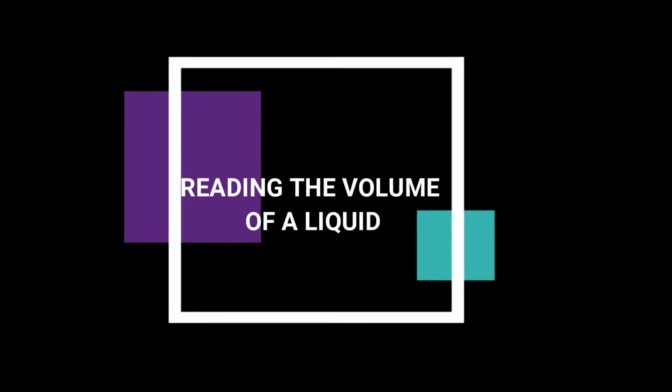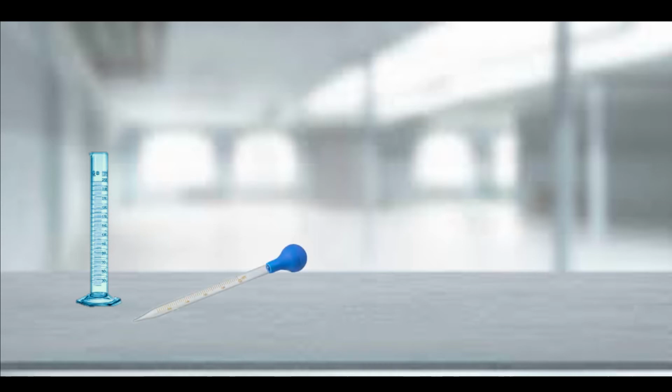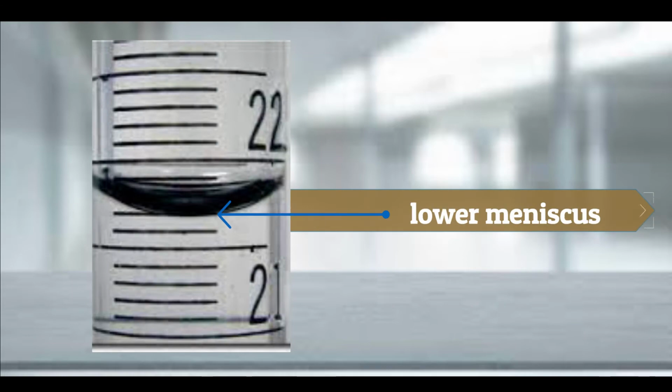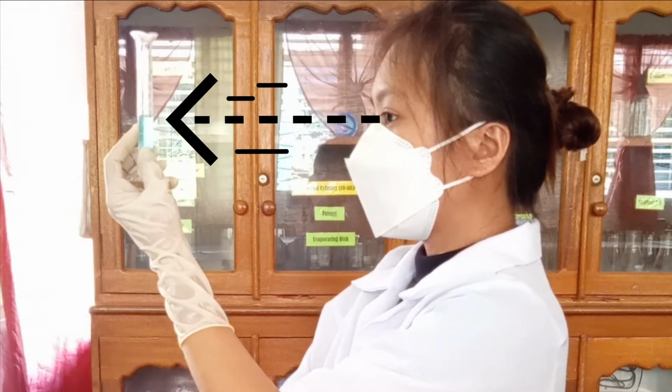Reading the volume of a liquid. For reading the measurements of liquids in graduated cylinders, pipettes, burettes, and volumetric flasks, the solution's volume is read at the bottom of the meniscus. Read with the eye horizontal to the liquid surface.